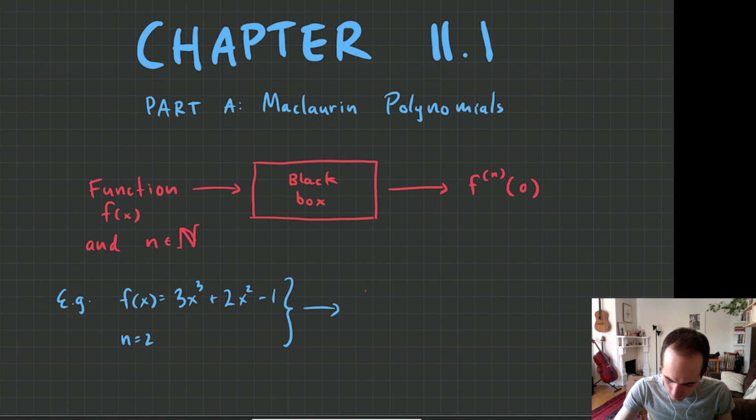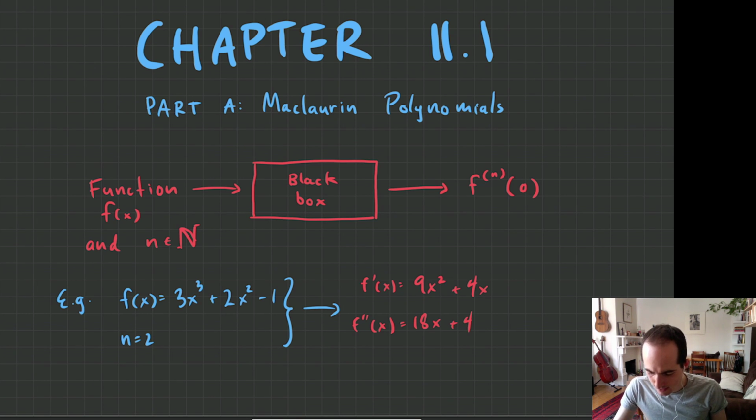So let's take the first derivative, so f prime of x, that would be 9x squared plus 4x, and then f double prime of x would be, well, the derivative of this, which would be 18x plus 4, and then we evaluate this at 0. So f double prime of 0 is, well, the 18 times 0 just disappears, so this is 4.